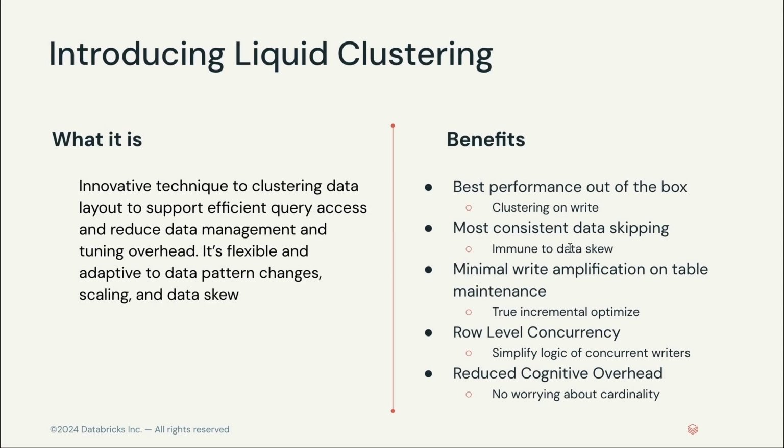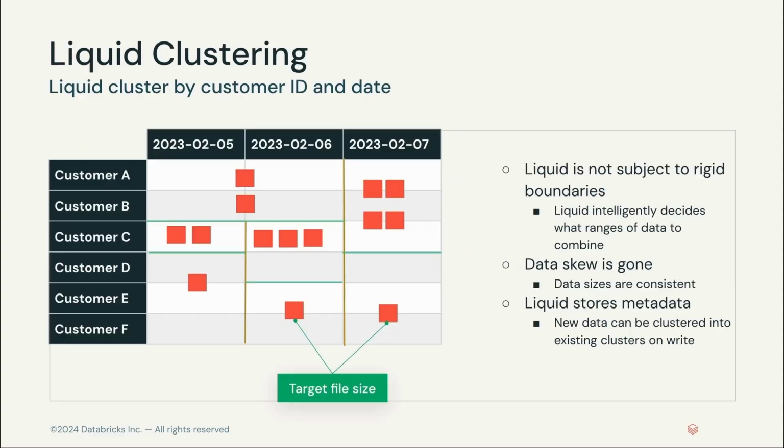With liquid clustering, you get clustering on, so you get the best performance right out of the box. It's immune to data skew and allows for more consistent data skipping. You have minimum write amplification on table maintenance, which is a true incremental optimize, row-level concurrency, which simplifies logic of concurrent writers, and reduced cognitive overhead. You don't have to worry about cardinality, high cardinality columns, low cardinality columns, whatever it might be. Liquid clustering is exactly what it means. It's liquid. It's adaptable as your data changes.